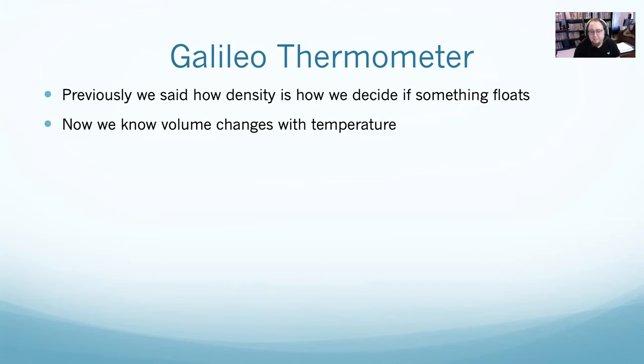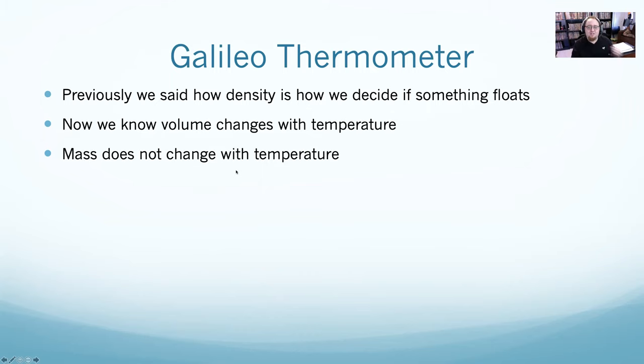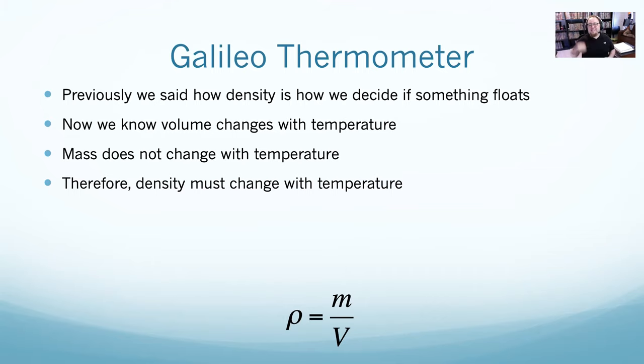The reason that happens is density decides whether or not something floats. And if the size of something changes with temperature, that means the volume changes with temperature. The volume of these liquids in these little bulbs will get bigger or smaller with temperature, bigger when hotter, smaller when colder. But the thing is, mass does not change. And since density is mass over volume, that means density changes as a function of temperature.